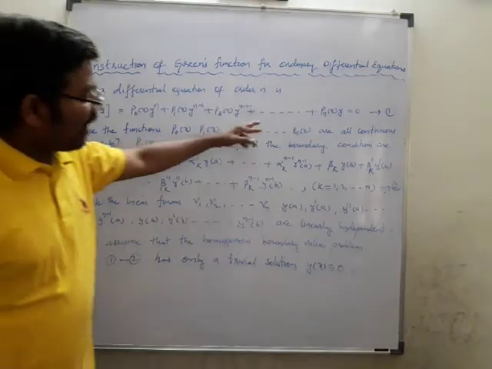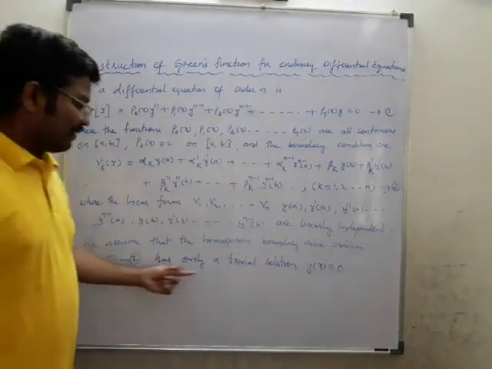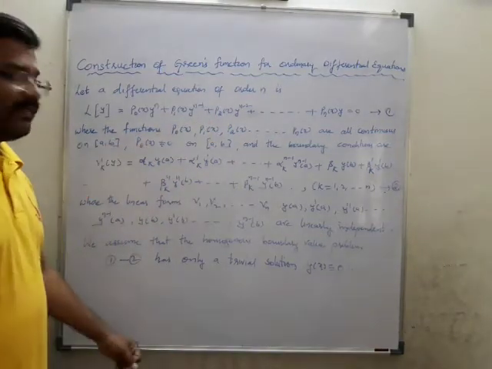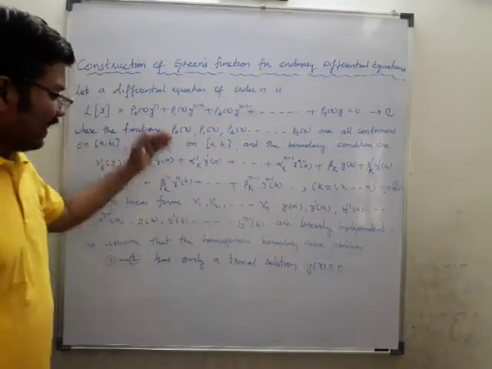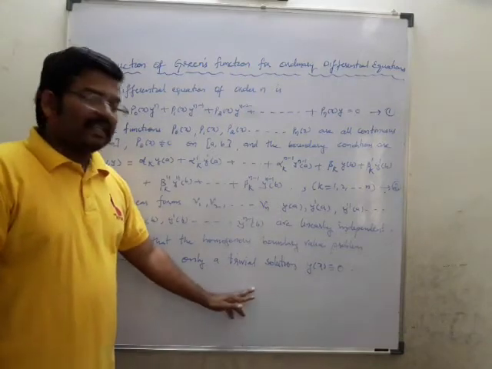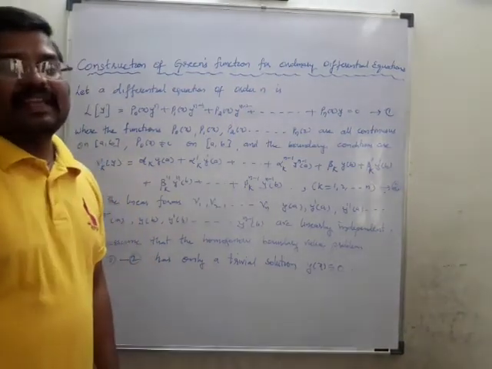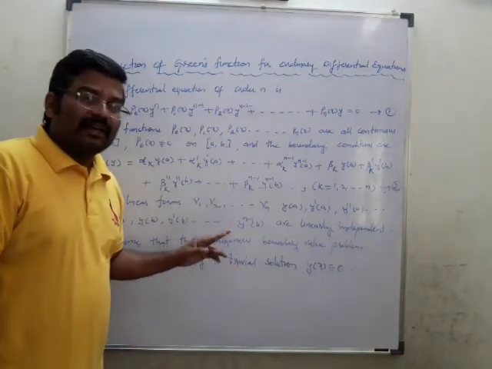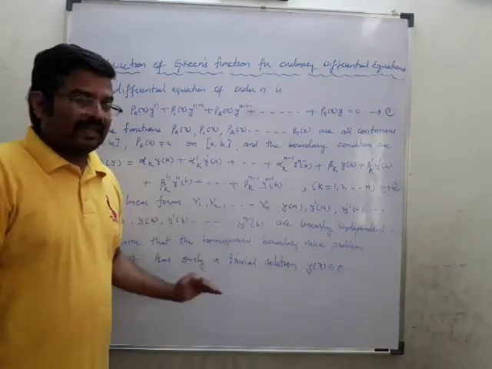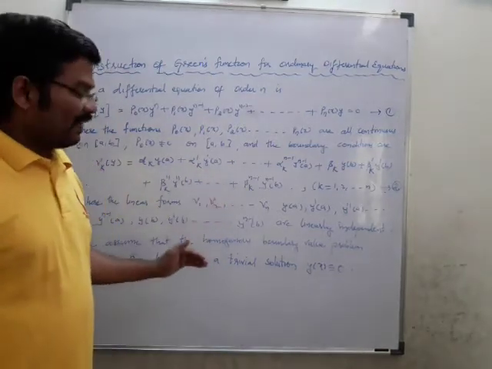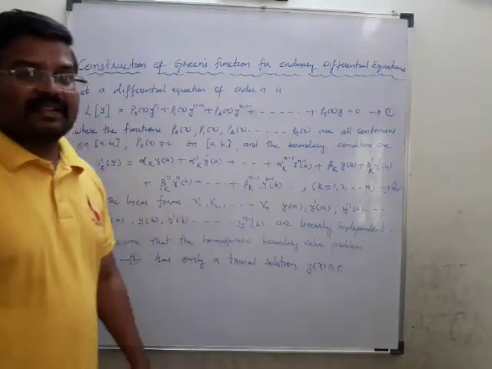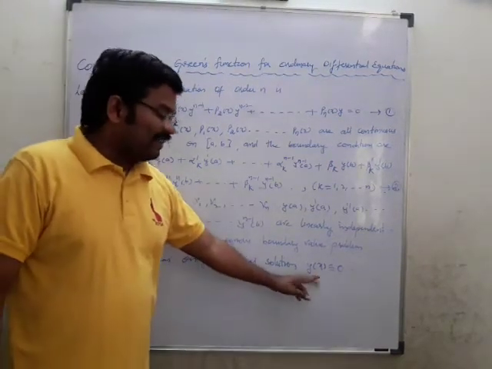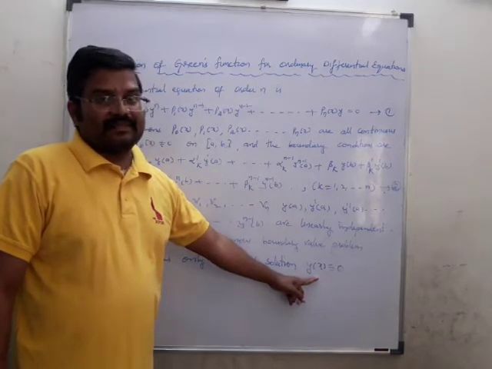Now, this 1 and 2, the differential equation with the given boundary conditions, has only the trivial solution. Then we can construct a Green's function for it. If the differential equation with the boundary conditions does not have only the trivial solution, then we cannot construct the Green's function for this.